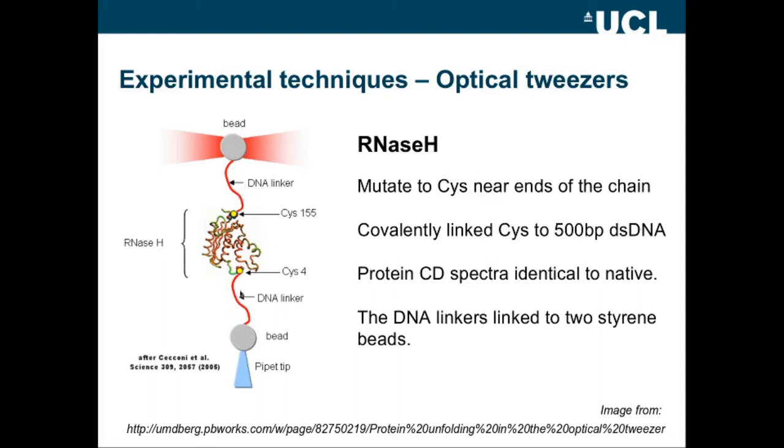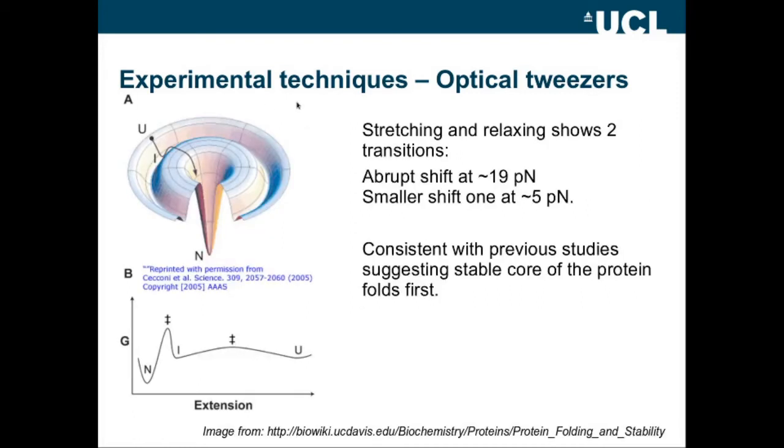When we attach the DNA linkers to the RNase H, we find that the CD spectrum is identical to the native protein, indicating that it is correctly folded and that these added linkers have no effect on the structure. But once we've done this, we can now start to pull on this bead and stretch the protein, try to pull it apart. This technique is known as optical tweezers. So these are the results that we get from this sort of thing.